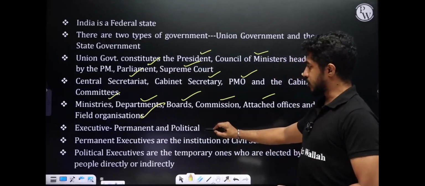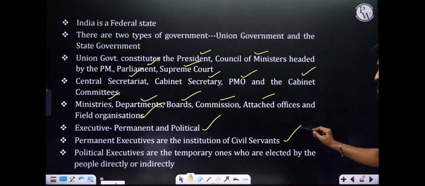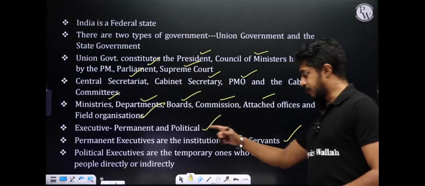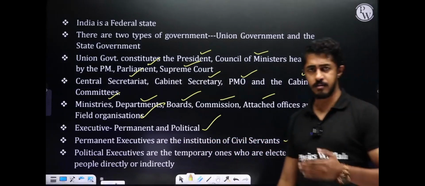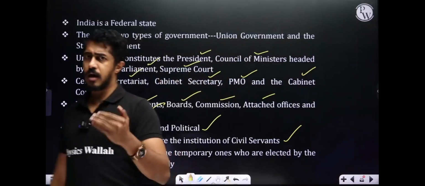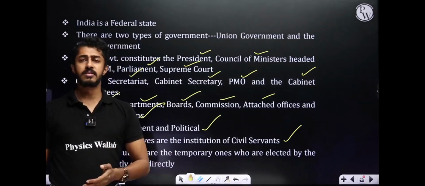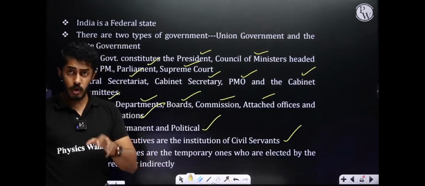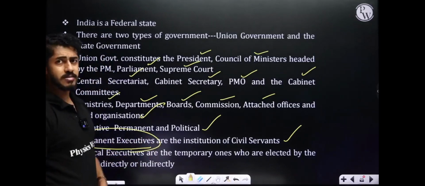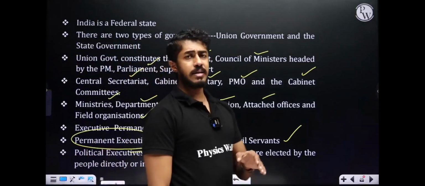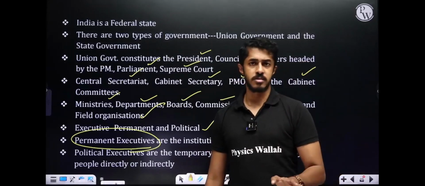Clear? Executive, permanent and political. Permanent executives are the institution of civil servants. Political executives are the temporary ones who are elected by the people directly or indirectly. Means what? You all are actually going to give an exam. Once you clear the service, once you join the service, you will be what is called the permanent executive. Means what? Until and unless you do a Himalayan blunder, you will not be removed from the service.